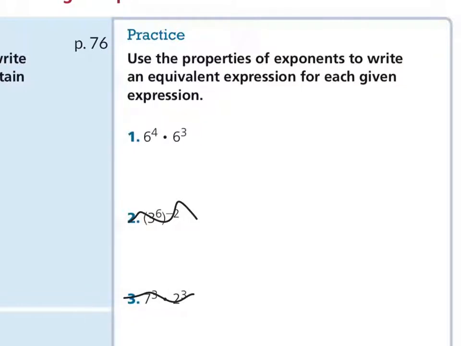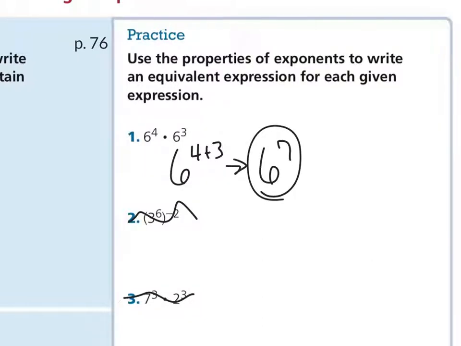So number 1, 6 to the 4th times 6 to the 3rd. And we're just going to write this with an exponent in our answer. So this is multiplying like bases. So we're going to add the exponents together. So you don't have to write this step, but this is what we're doing. Adding those exponents would be 6 to the 7th power.